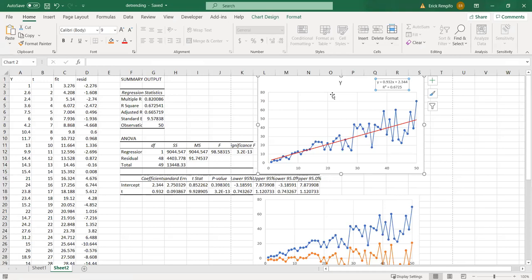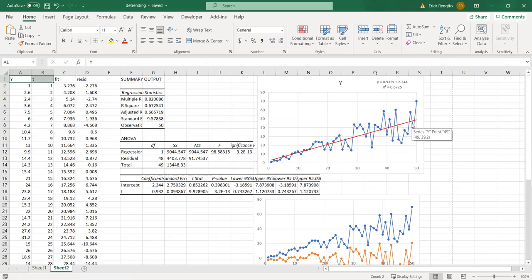Okay, so this is my data, this is my Y, and this is my time. If you see the data, guys, my Y appears to be trending, so it's non-stationary, but you can see that there is a trend here that can help us understand, oh, you know what, I have a trend.